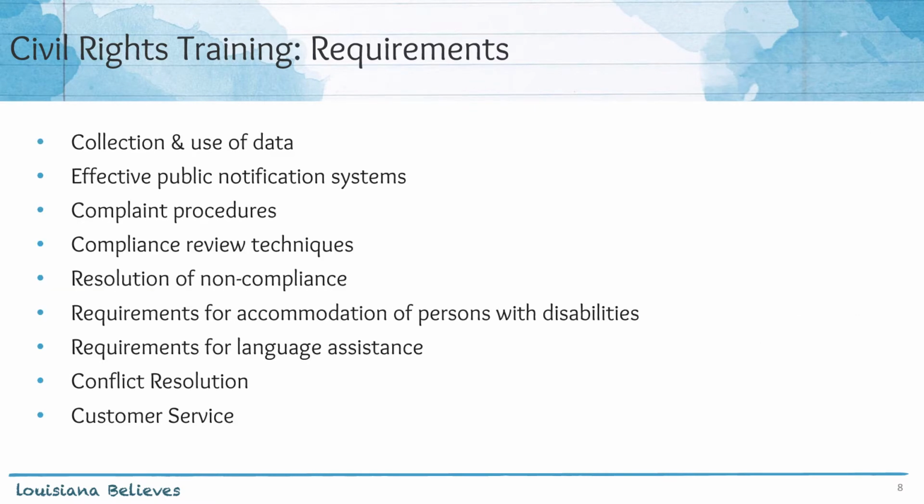Civil rights training requirements. Civil rights training subject matter must include the following: collection and use of data, effective public notification systems, complaint procedures, compliance review techniques, resolution of noncompliance, requirements for all accommodations of persons with disabilities, requirements for language assistance, conflict resolution, and customer service.